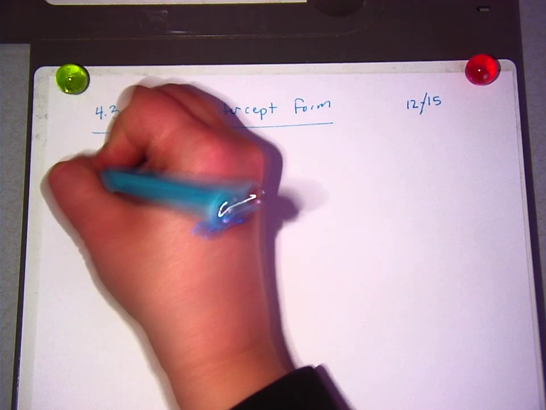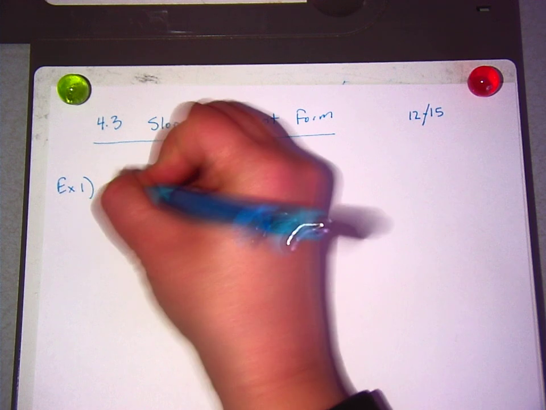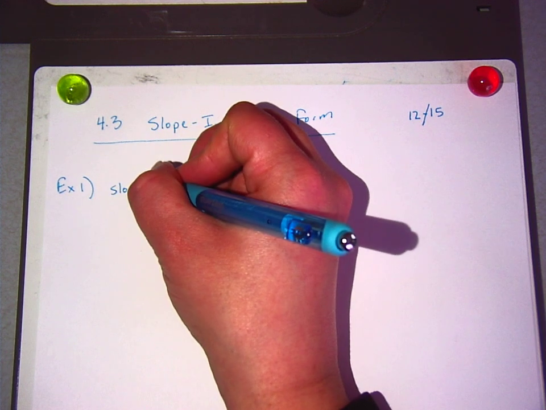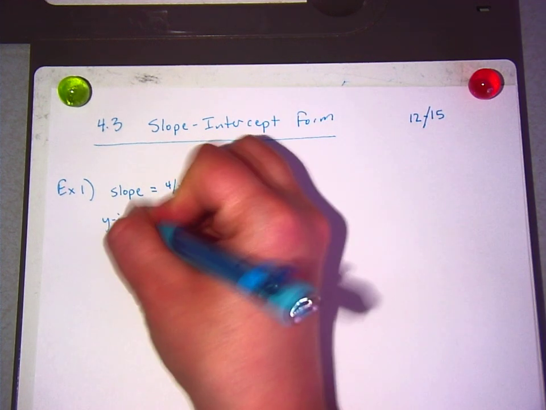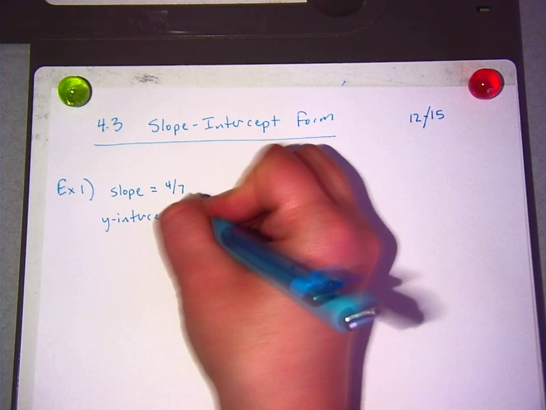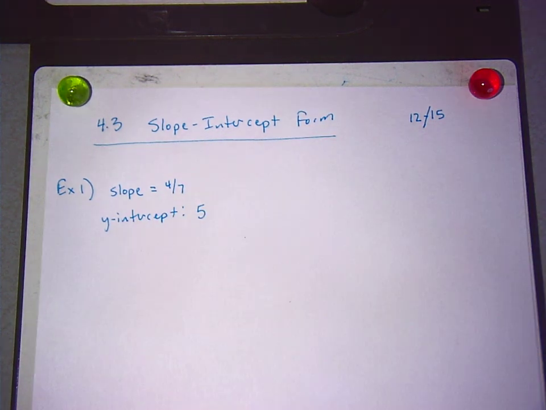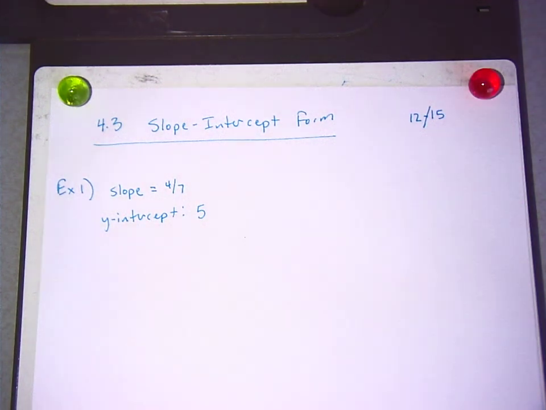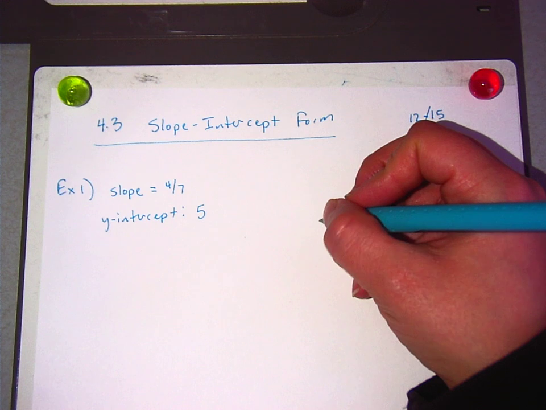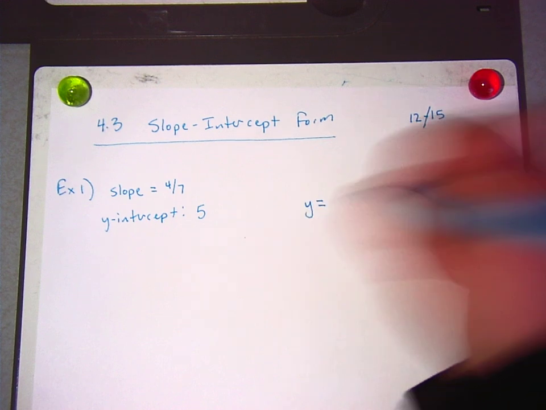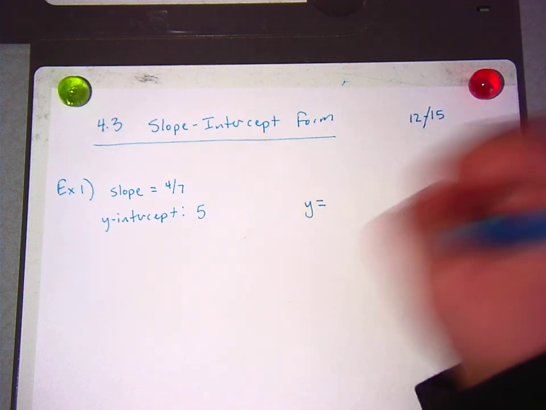So example 1, we're going to go real easy here. Let's say that something had a slope of 4/7 and a y-intercept of 5. Do you guys remember the equation for a line, a straight line? Tell me. Y equals, no, I mean like just a general equation.